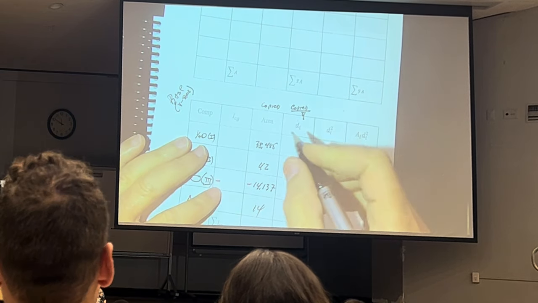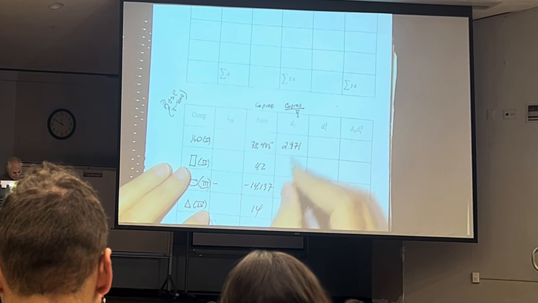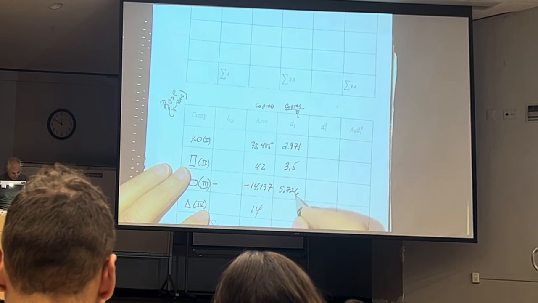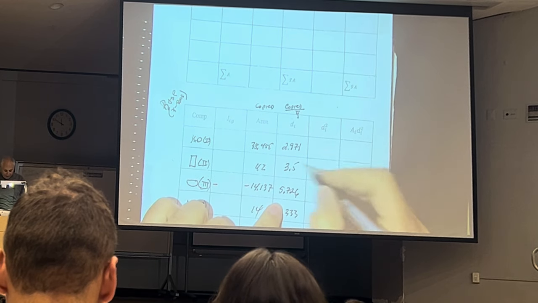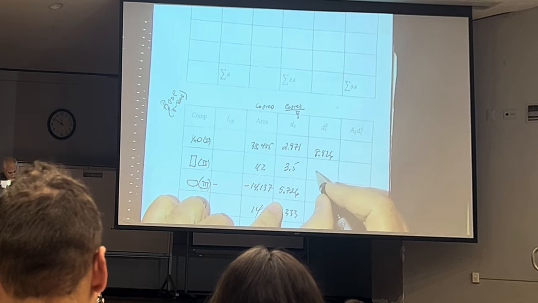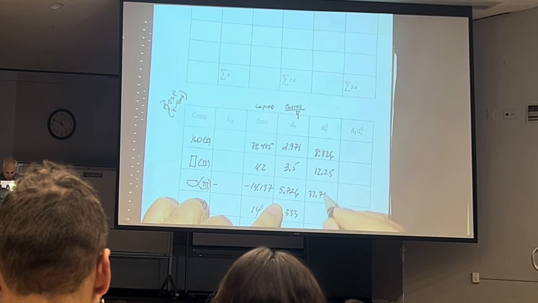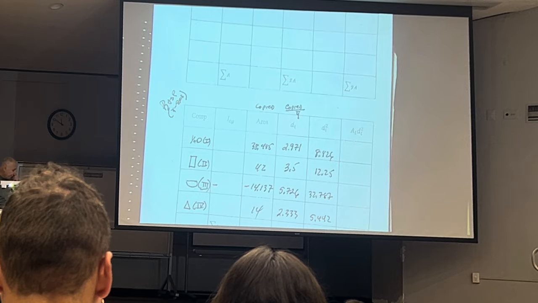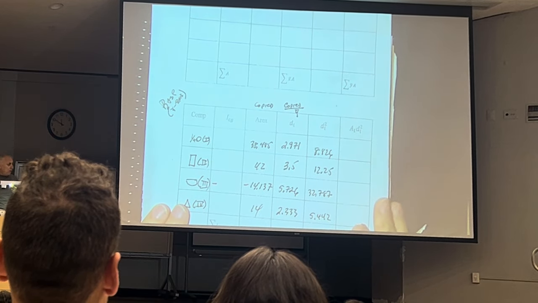If you go back to when we did the centroid, this was 2.971, 3.5, 5.726, and 2.333. Now I'm going to square these to get this number: 8.826, 12.25, 32.787, and 5.442. Notice how quickly I can fill in this table on the bottom.